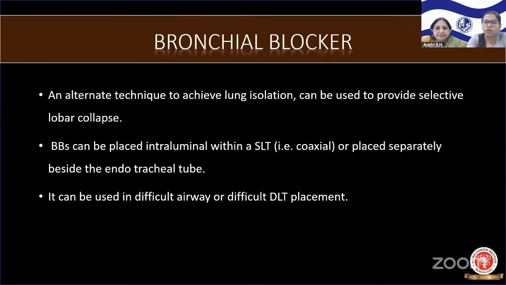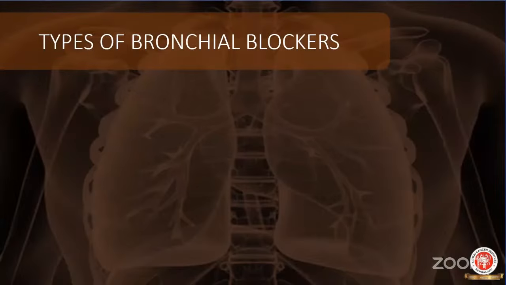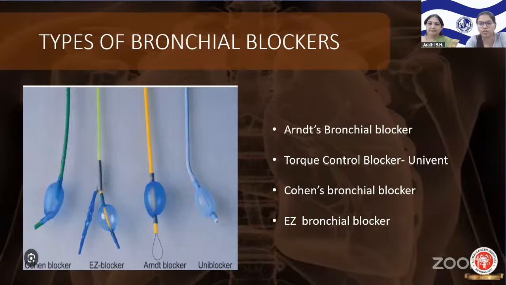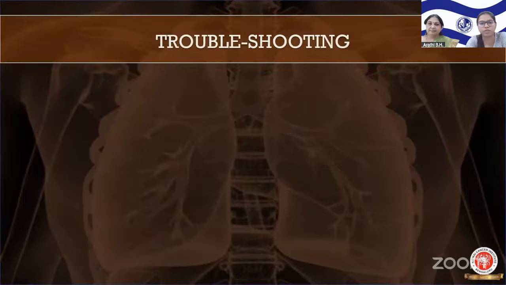Bronchial blockers are an alternative technique to achieve lung isolation. They can be used to provide selective lobar collapse. It is placed intraluminally within the single lumen tube, that is coaxial placement, or placed separately beside the endotracheal tube. It is used in difficult airway situations or when DLT placement is difficult. There are various types of bronchial blockers: Arndt blocker, Univent blocker, Cohen blocker, and EZ blocker.